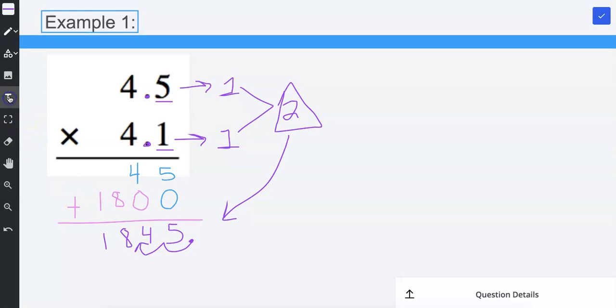So I'm going to type this. The answer is 18.45. Then I'll grab my rectangle. Oops, that's not the rectangle. And box it in to show that that is my final answer.